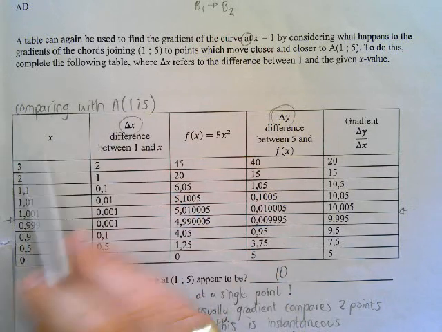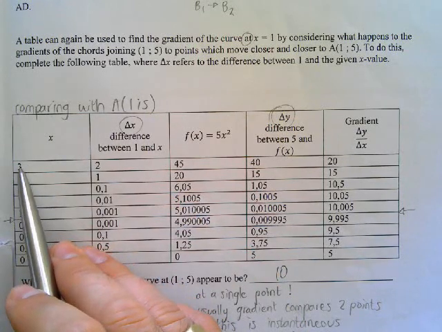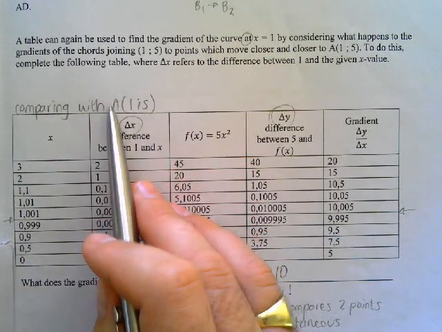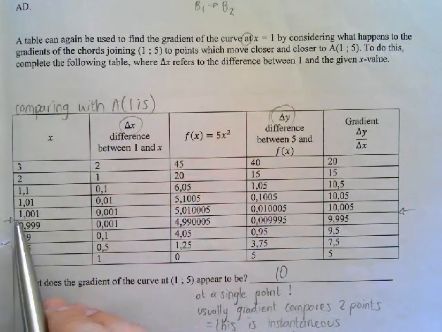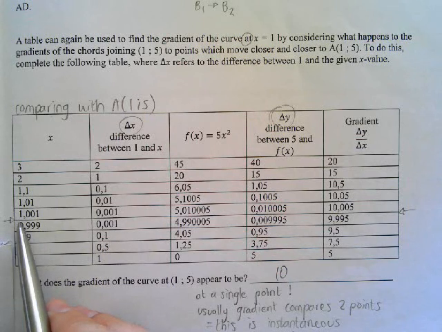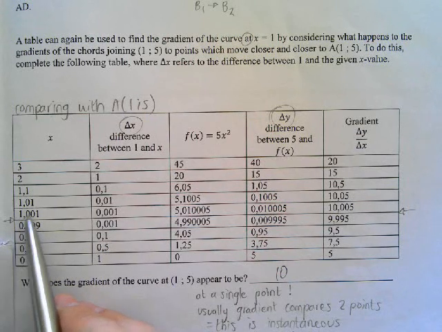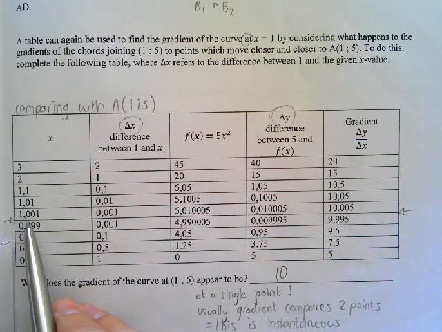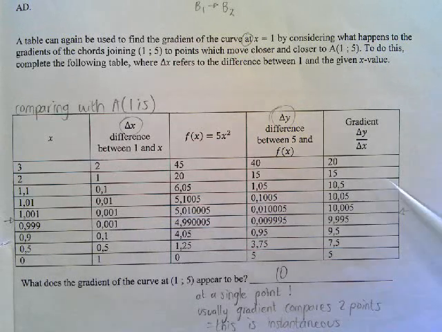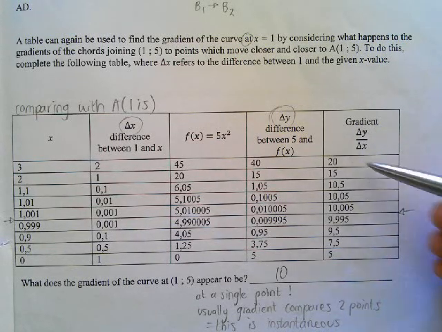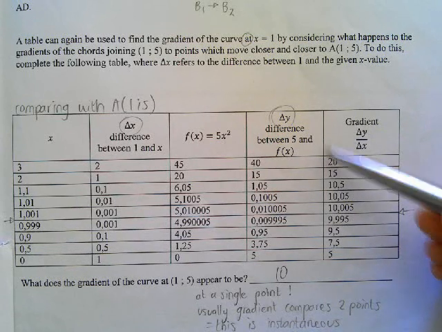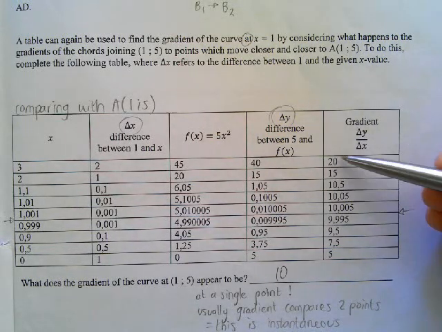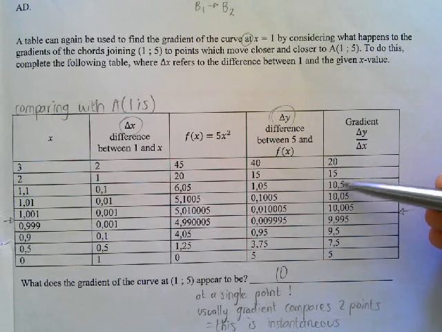So when x was 3, we're going to compare that point with the original A, (1, 5). However, here there's a little number that's missing, I guess. When x was 1, it would have caused issues because the change in y over change in x would have resulted in a 0 at the denominator. But you could see that as your line segment was changing, your gradient went from 30, the one we worked out earlier up top, then to 20, then to 15, then to 10.5, 10.05, 10.005.